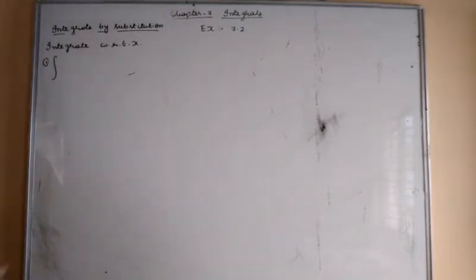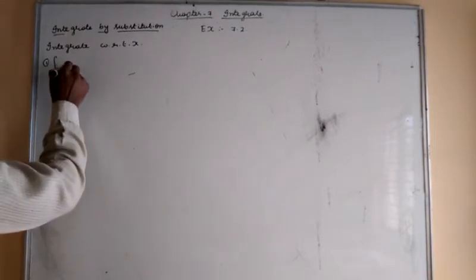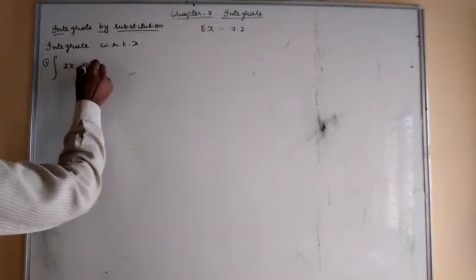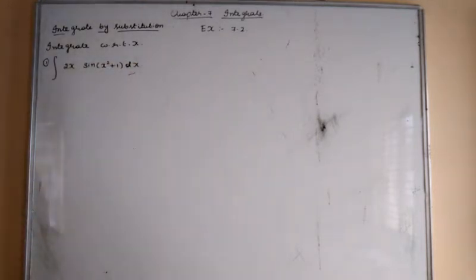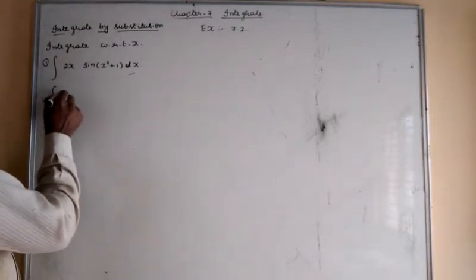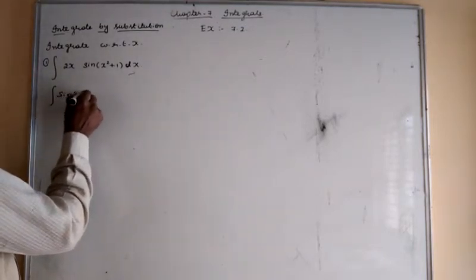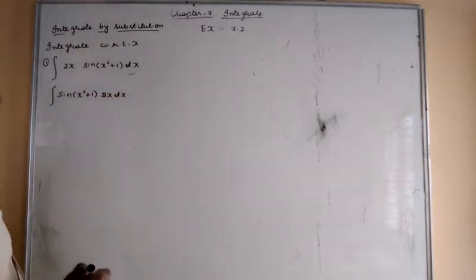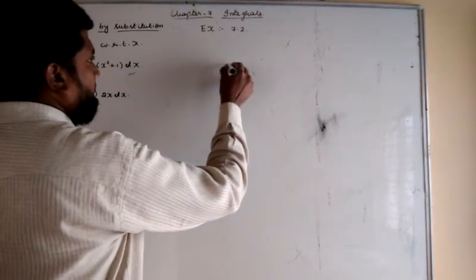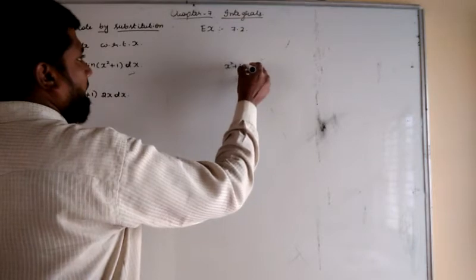Integration of 2x sine of (x square plus 1) dx. So we cannot integrate directly, so let us substitute. Let us write sine of (x square plus 1) into 2x dx. Then let us take x square plus 1 is equal to t.